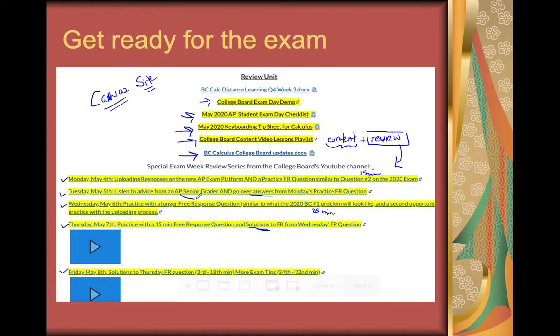Also on Tuesday, there's a session where they have Stephen Kokoska, who is an AP senior grader, come in and talk about common errors. And on Friday, he is back. I highlighted for you that it's in the 24th and 32nd minute here. And then on Friday's video, they also talk about the solutions to another 15-minute practice. So there are two 15-minute questions and one 30-minute question that they do in these five videos, and they go over the solutions to all of them.